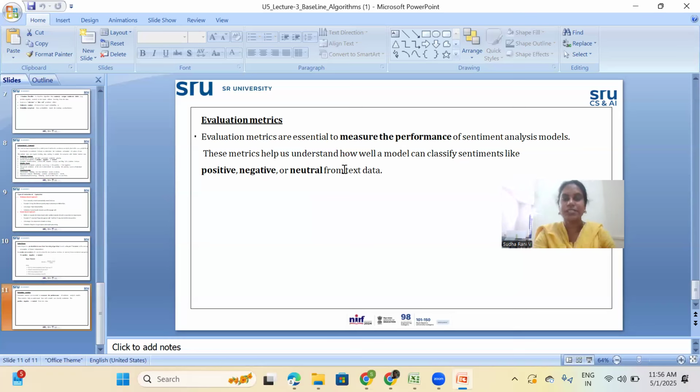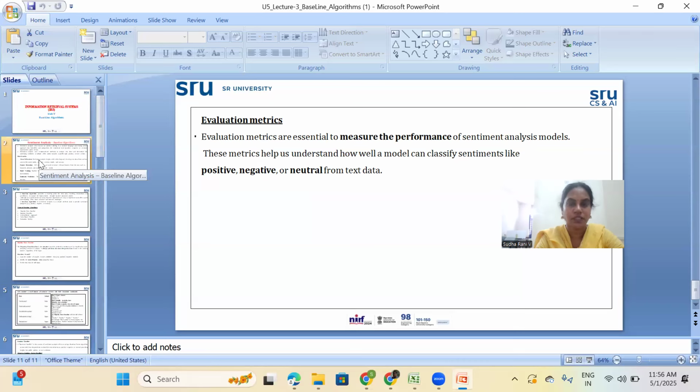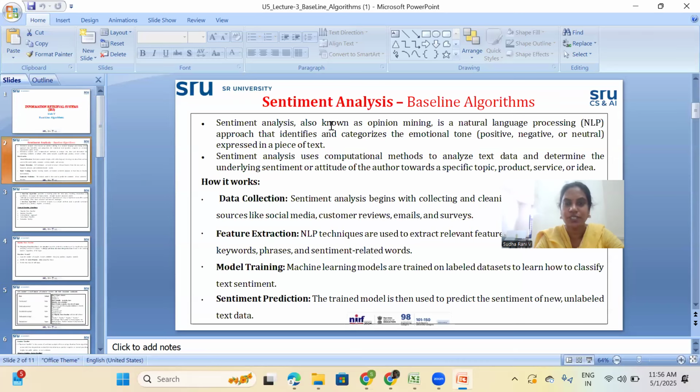So whatever metrics we are assigning, the values we are assigning for the performance, it is considered as evaluation metrics. So totally today we've seen what sentiment analysis is. And here, let's check one more point regarding sentiment analysis: how it works.